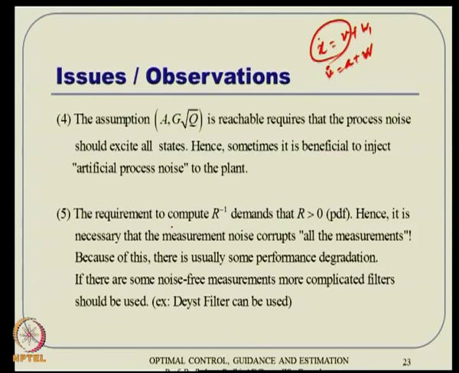So, what happens is the requirement to compute R inverse demands that R needs to be positive definite, and hence it is necessary that the measurement noise corrupts all measurements, and because of this there is usually some performance degradation. If there are some noise free measurements, typically either you artificially inject the noise and make everything go bad, and so either you live with that, or there are some noise free measurements or some slightly more practical, complicated filters should be used. They are typically there in the literature.